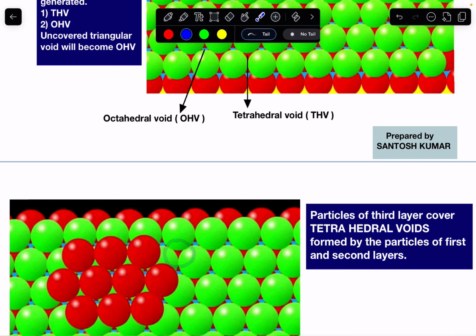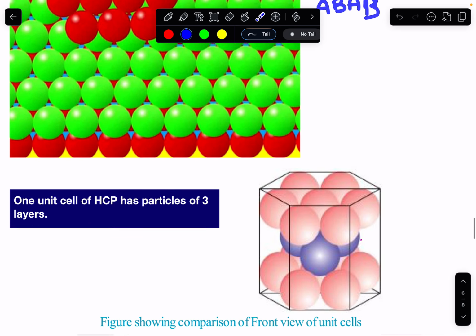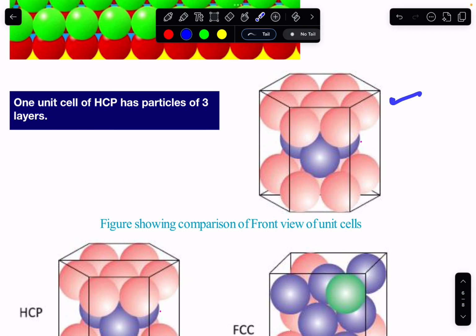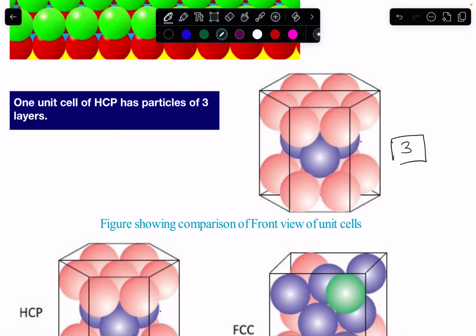As a result, if you see, the particles of the third layer are exactly above the particles of the first layer, and this arrangement is the AB, AB, AB arrangement. And if you see one unit cell of HCP, here this is the first layer, this is the second layer, and this is the third layer. There are only particles of three layers, whereas in FCC there are particles of four layers.